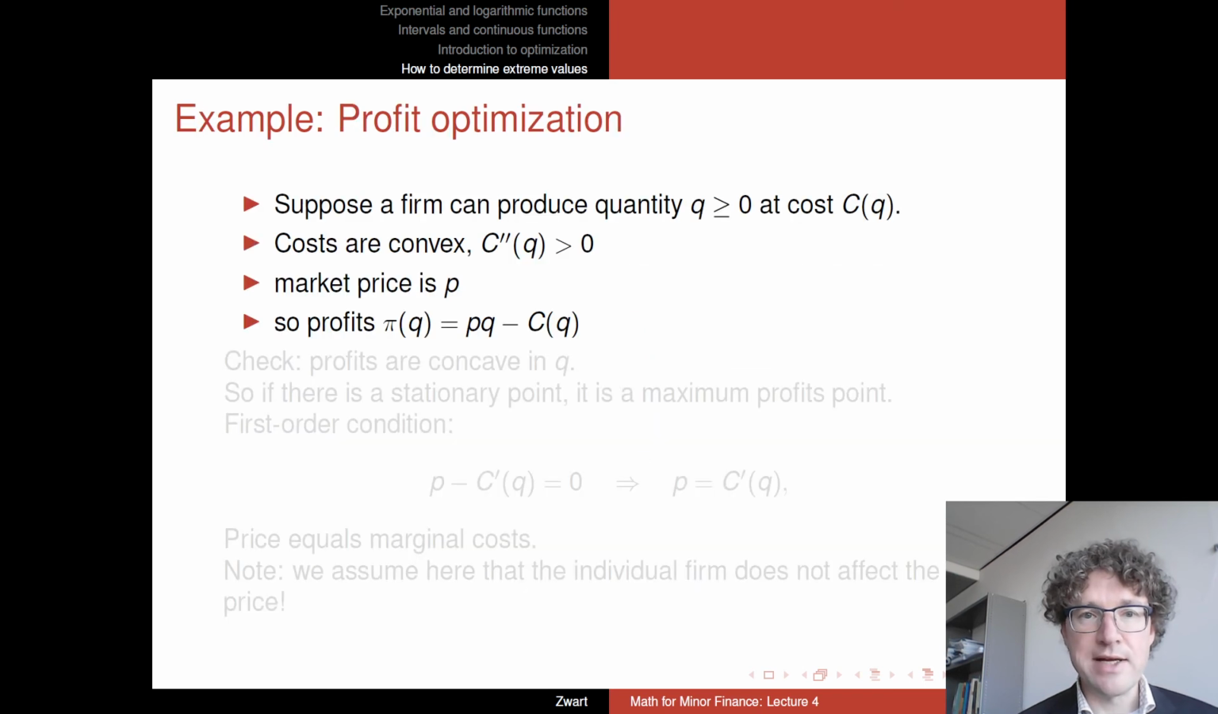So as a final example, let's look at an example in which convexity over concavity does help, and this is an example from microeconomics. We look at a firm which is producing some good. It can produce any positive quantity Q, or it can produce nothing. But of course, there's a cost to production, and these costs depend on how much you're producing. There is some function C of Q.